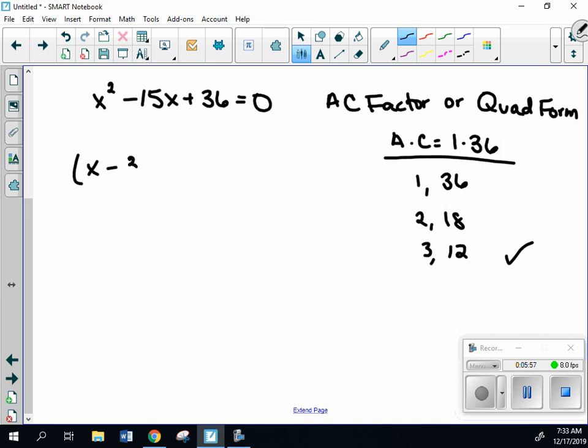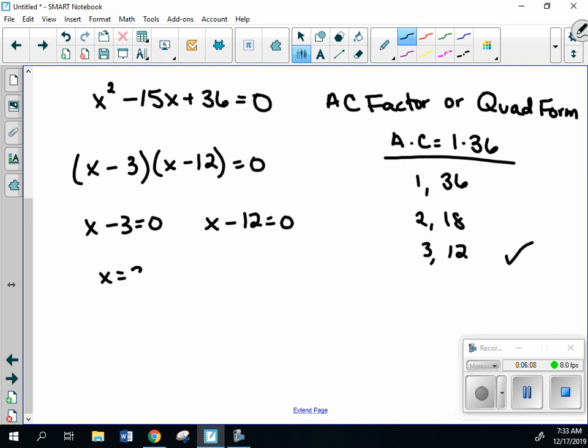X minus 3, x minus 12 equals 0. Set each one of these factors equal to 0. Solve for x.